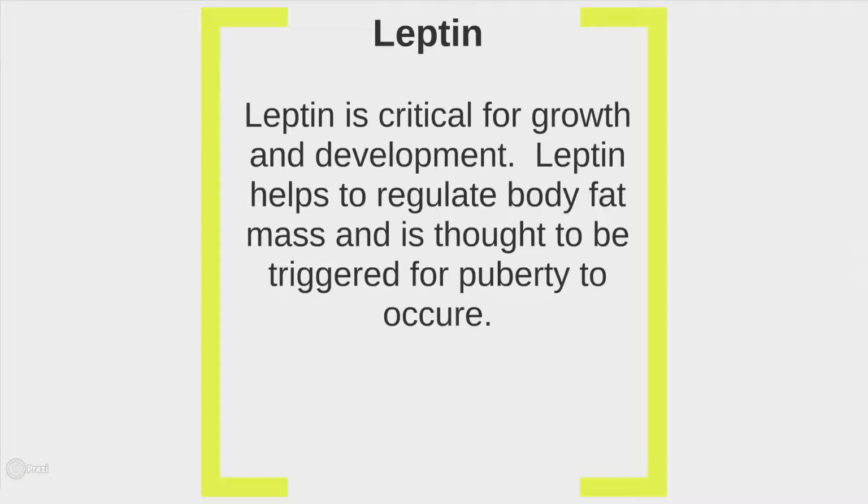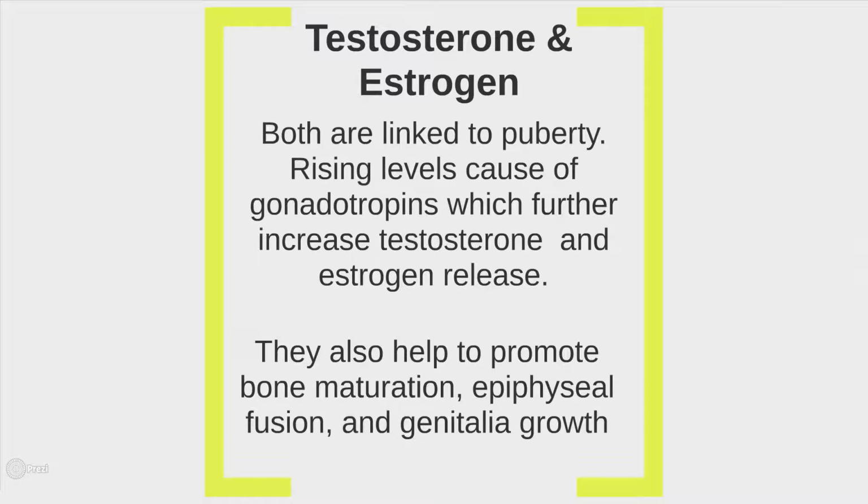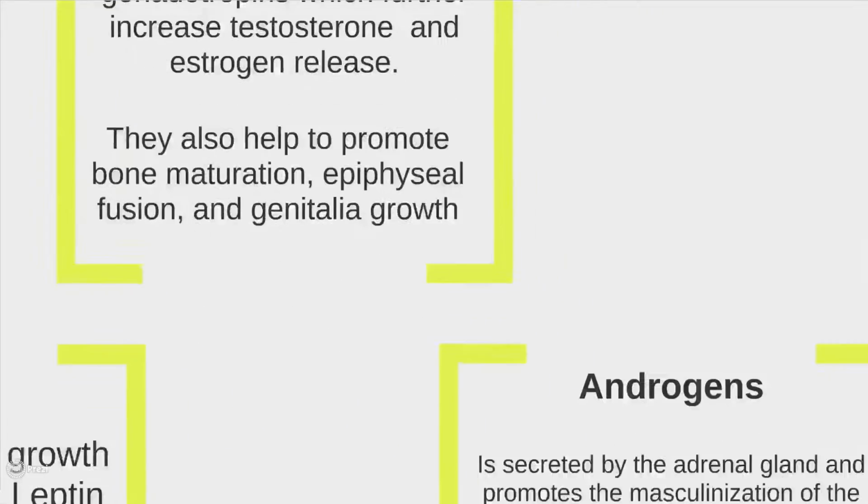Leptin is another hormone that is critical for growth and development. Leptin helps to regulate body fat mass and is thought to be the trigger for puberty to occur. Both testosterone and estrogen are hormones that are linked to puberty. Rising levels cause release of gonadotropins, which further increase testosterone and estrogen release. These two hormones help promote bone maturation, epiphyseal fusion, and genitalia growth to adult proportions.